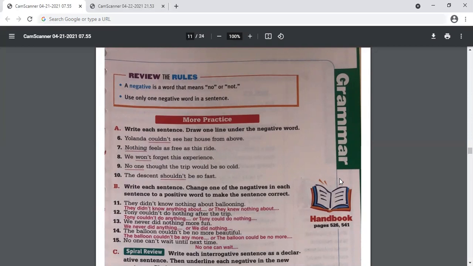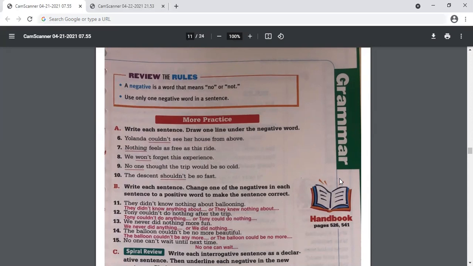Number 14, the balloon couldn't be no more beautiful. We can change no to a positive word. The balloon couldn't be any more beautiful, or we can just remove couldn't. The balloon could, we could remove not. The balloon could be no more beautiful.